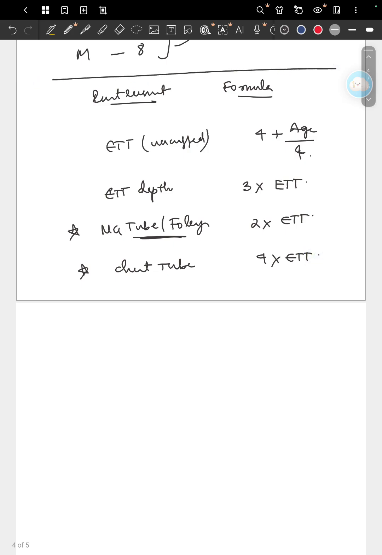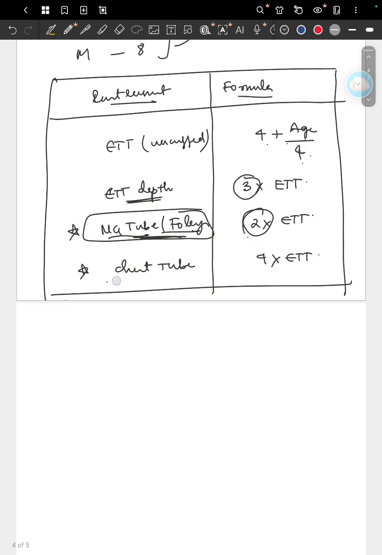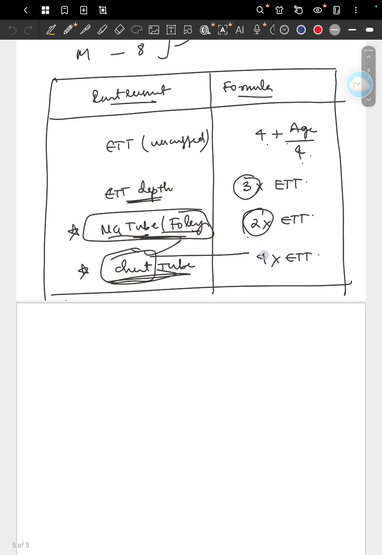This is also a very high yield table. So for ET tube, if it is uncuffed, we'll be using this formula: 4 plus age by 4. Then for depth, we'll be multiplying by 3. For NG tube or Foley's, just remember there are two things, so into 2. And chest, usually chest is like 4 into ET tube. So these are the formulas we'll be using.